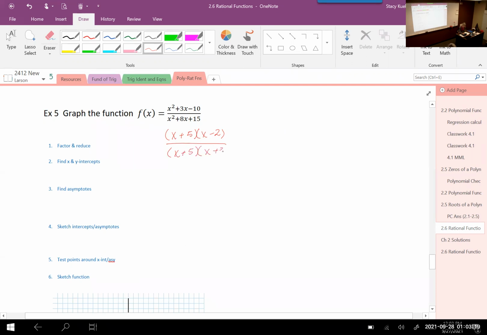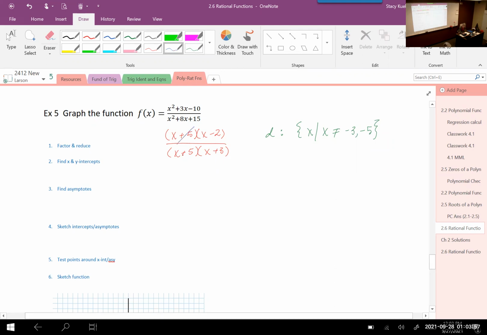So could we cancel out the x plus 5? That's what we're going to do to reduce it. Before I do that, I'm going to just make a note over here. What would the domain of this function be? x such that x cannot be equal to -3 and -5. Okay? So the domain comes out of the function before I ever reduce it.